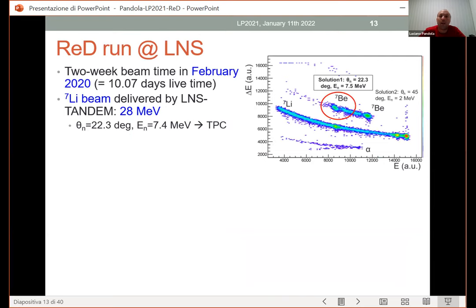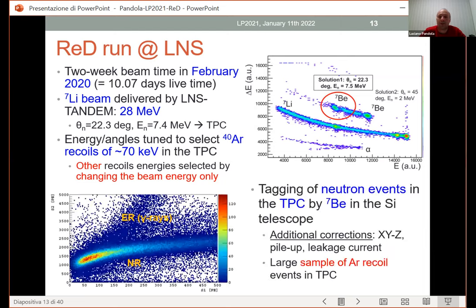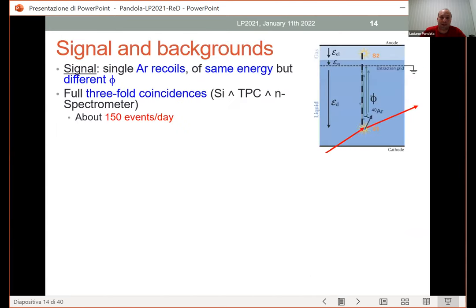So we had a 2-week beam time in February 2020, so right before the main lockdown, fortunately. And we sent 28 MeV lithium on a target, and the angles of the system were tuned in order to select recoils of about 70 keV in the TPC. In principle, we could change the energy of the nuclear recoils we select by changing only the beam energy. So the tagging of the neutrons in the TPC by using this beryllium coincidence worked out very well. And we could demonstrate it and collect a fairly large sample of argon recoils in the TPC.